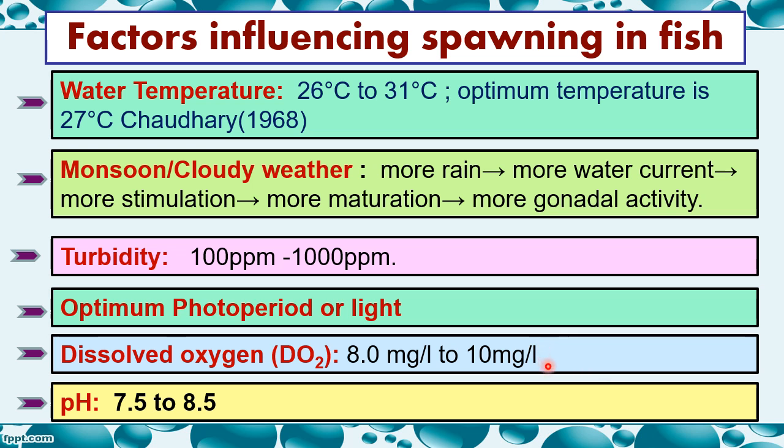That is the reason why these carp fish prefer the running water environment, because in a running environment in nature, due to the water currents and other factors, there is a high dissolved oxygen level as compared to pond water. Next is pH. pH in the range of 7.5 to 8.5 is ideal for breeding in Indian major carps.